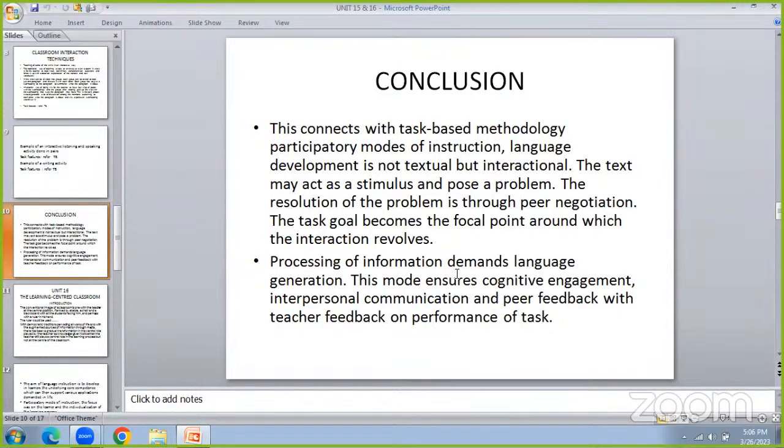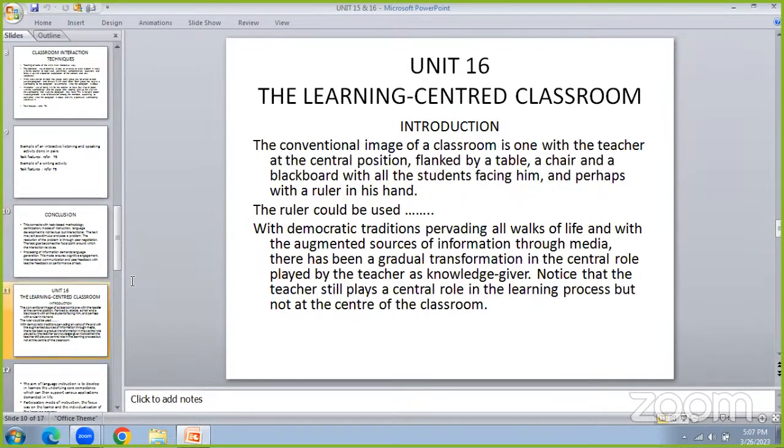Processing of information demands language generation. This mode ensures cognitive engagement, interpersonal communication, and peer feedback with the teacher feedback on performance of the task. So these three are to be integrated actually. So what is that? Interpersonal communication, cognitive engagement. So all this will help to be successful, to be able to achieve the communicative skills in real life situations.